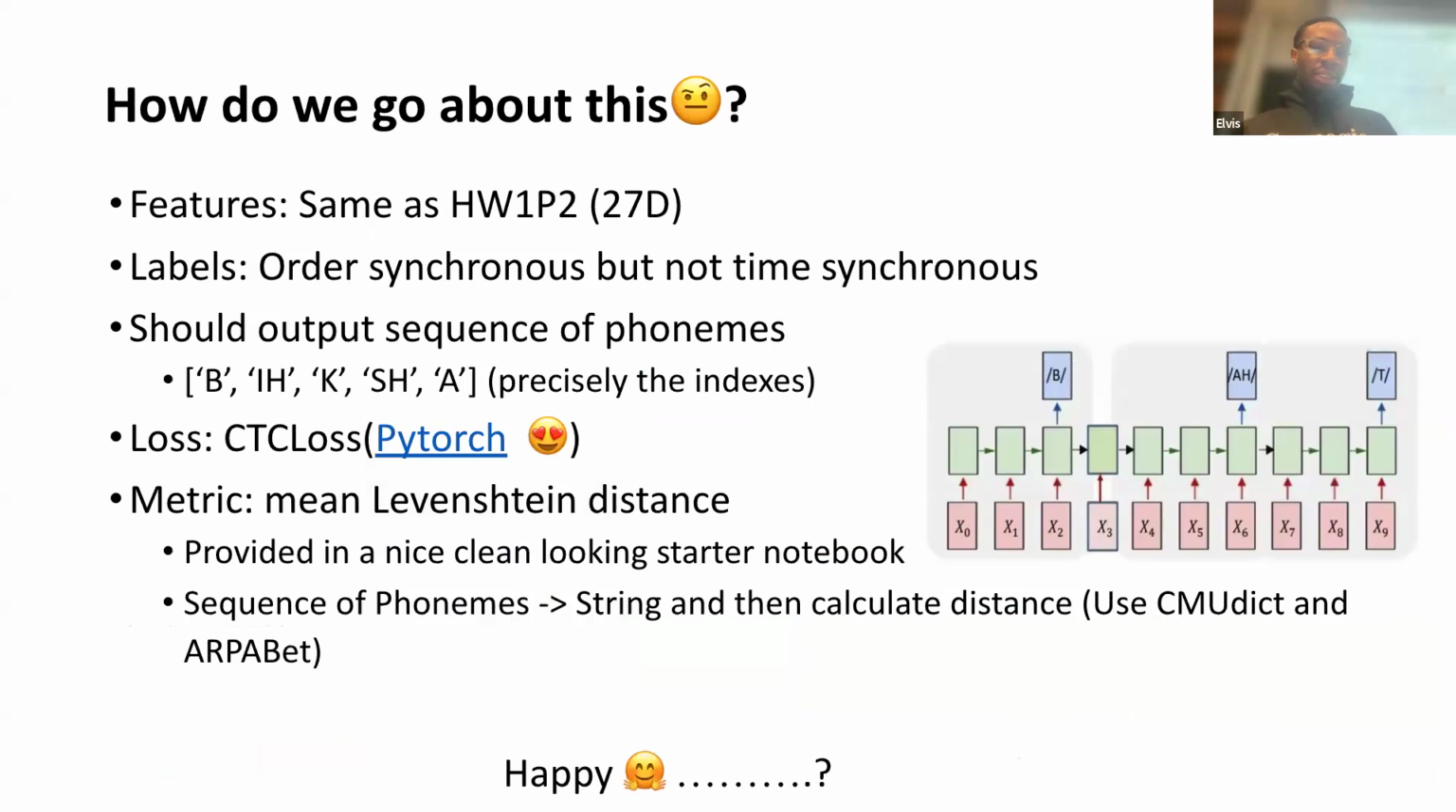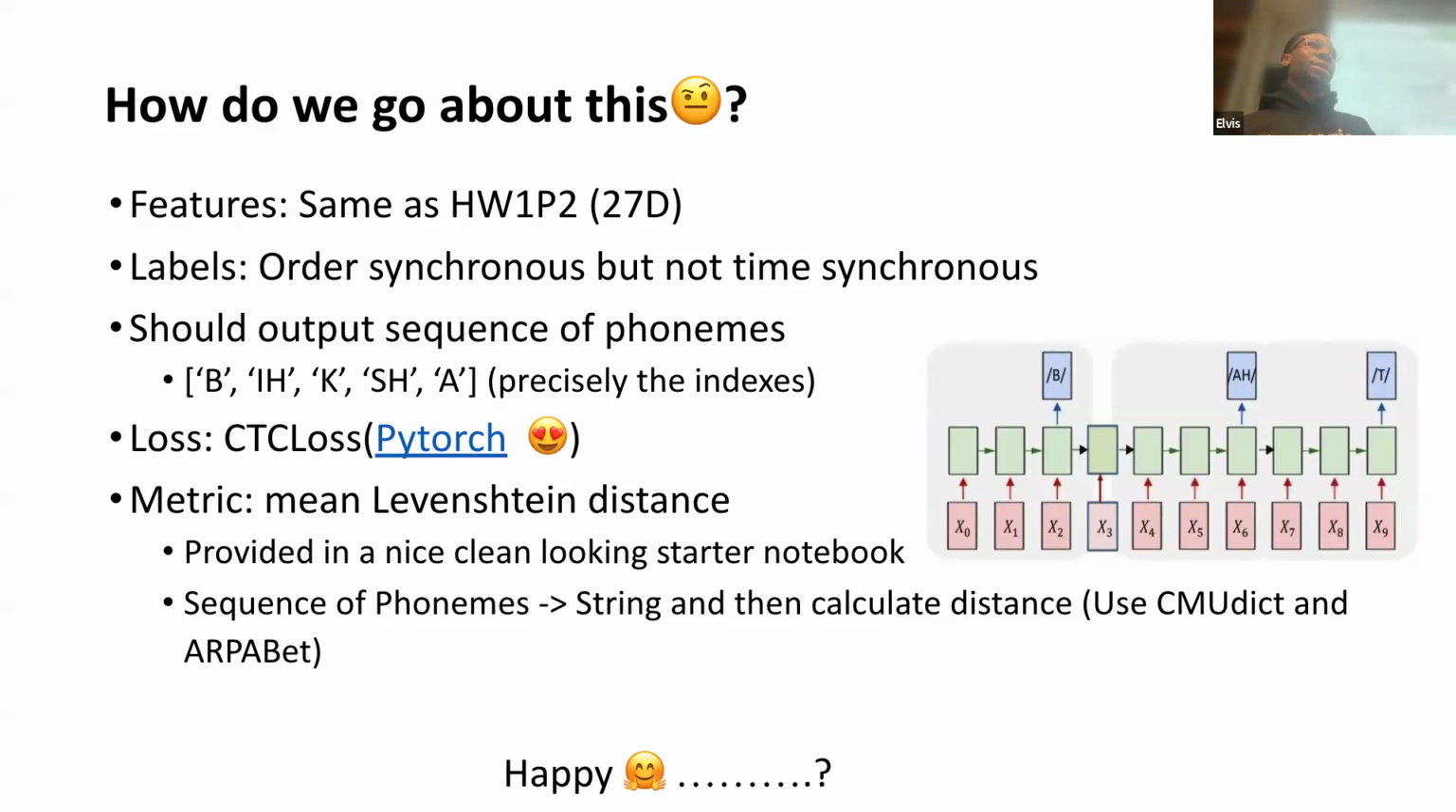So like I said, you still have the same features that you had in your first homework, but this time around, it is not time synchronous. So your labels are order synchronous. What do I mean by this? If I say "big SHA", my prediction would have B come first, and SH will come later on. So in that order, I will not have SH coming before B. So that is order synchronous.